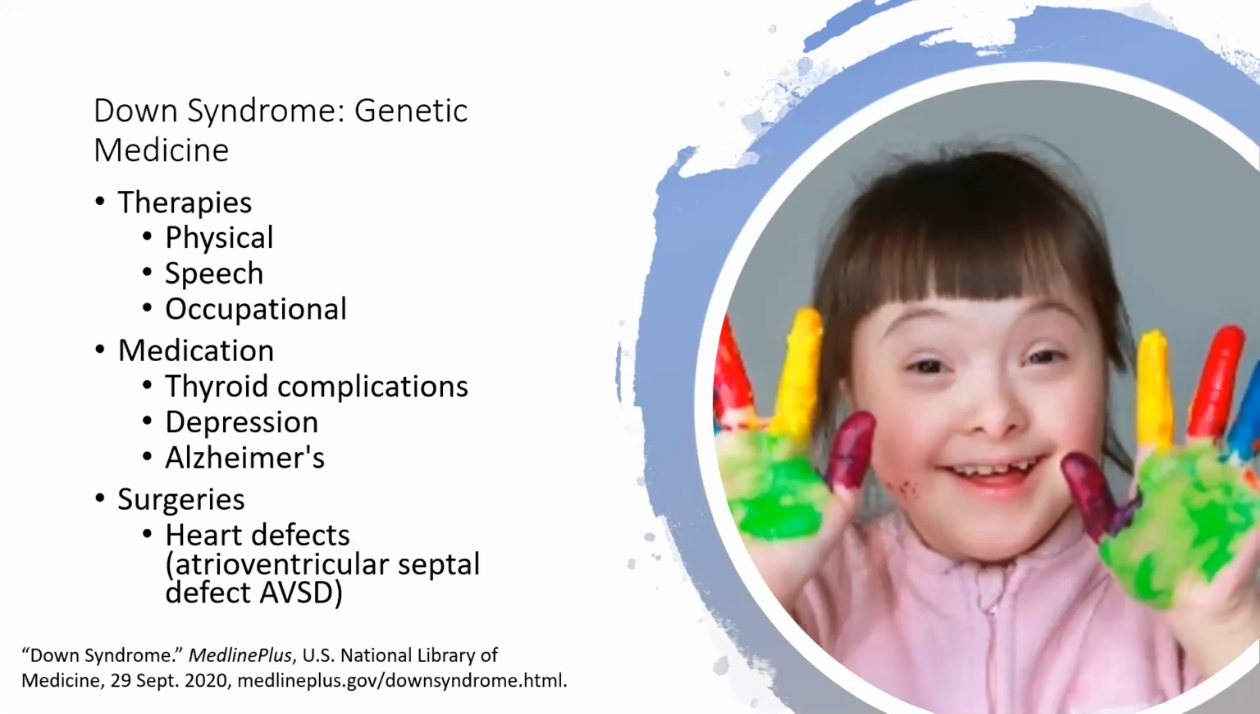So for the genetic medicine of Down syndrome, there is no genetic medicine right now because it is actually not treatable. But the goal of treatment that we have right now is to address the variety of health issues, medical conditions, and physical, developmental, and intellectual challenges that people with Down syndrome may have. Therapies are very helpful in addressing the physical, developmental, and intellectual challenges individuals may be facing.